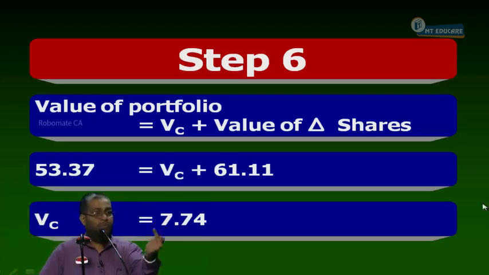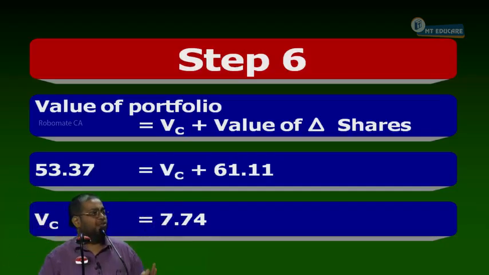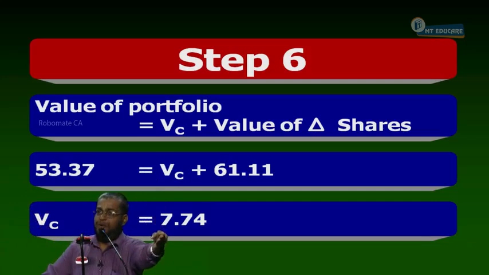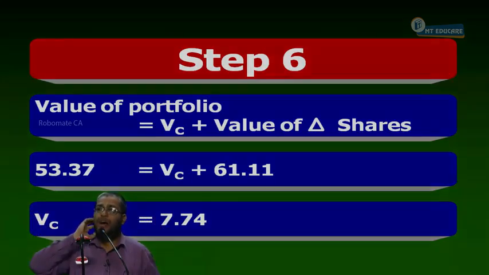Tell me, what is the portfolio? Write the call, hold delta shares. Step 1. Change in VC, change in FSP. Step 2. Delta shares, formula: change in VC by change in FSP. Step 3 is what? Future value of portfolio. Step 4 is what? Present value of portfolio. Step 5 is present value of delta shares. Step 6 is value of call option.